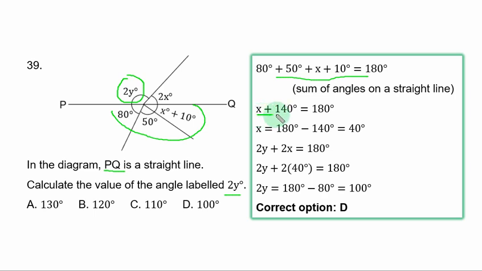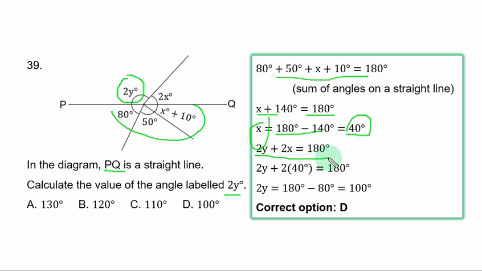So you have S plus 140 degrees equal to 180 degrees. If you make S the subject, you transfer 140 to the right hand side. You have it in this form, and that is 40 degrees. Angle 2y degrees and 2s degrees, they are also on the straight line, and their sum is 180 degrees.